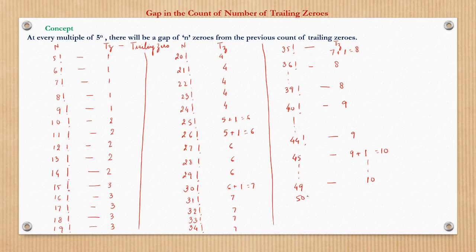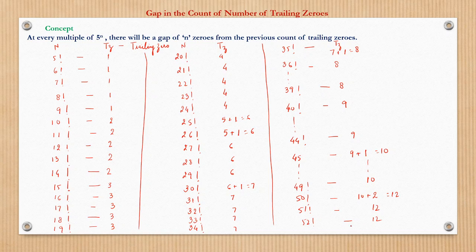Now for 50 factorial, how can we calculate? 50 by 5 is 10, then 10 by 5 is 2, right? So this becomes 12. So similarly, 51 factorial will also be 12, 52 factorial will also be 12, and so on.